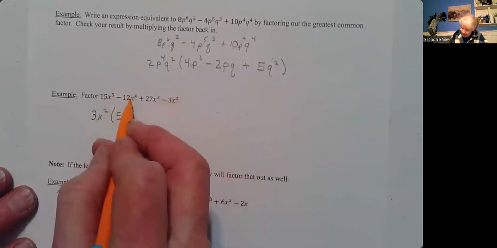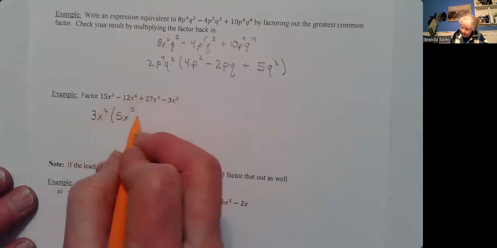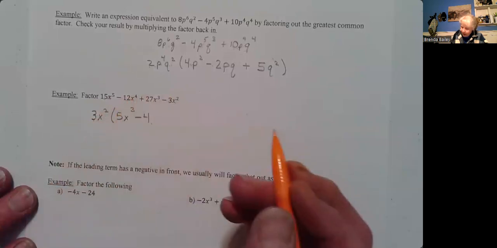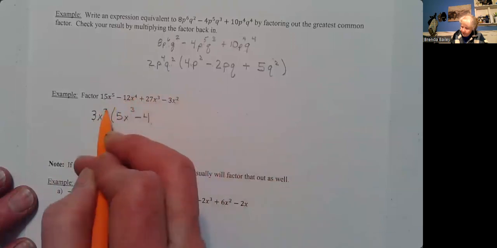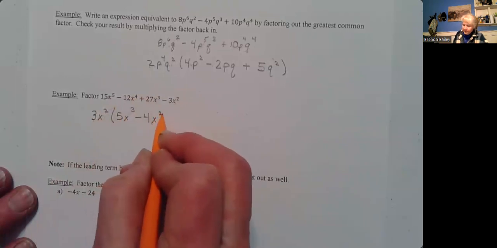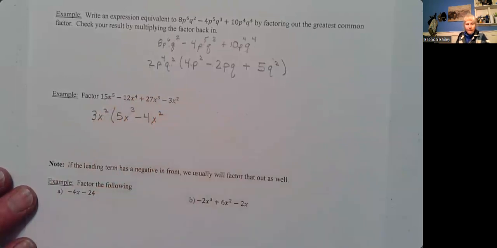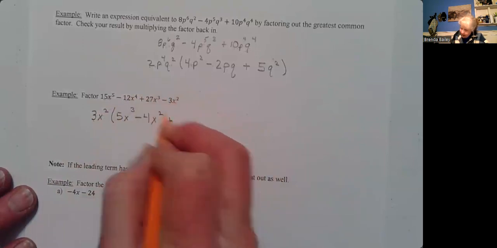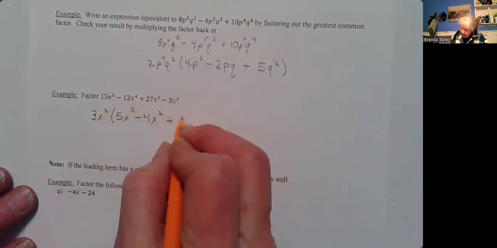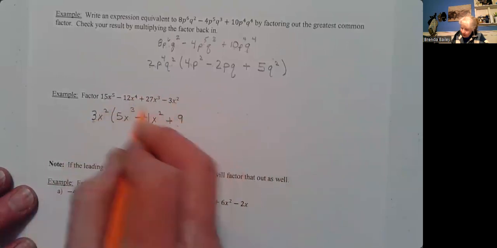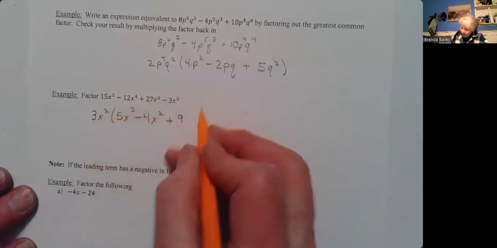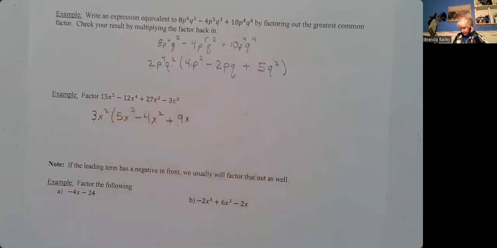So now this negative 12 divided by 3 is a negative 4. 3 times a negative 4 is a negative 12. X to the 4th divided by this, you subtract exponents and you get x squared. Perfect. Plus 27 divided by 3 is 9. 3 times 9 is 27. X cubed over x squared gives us, we need another x.